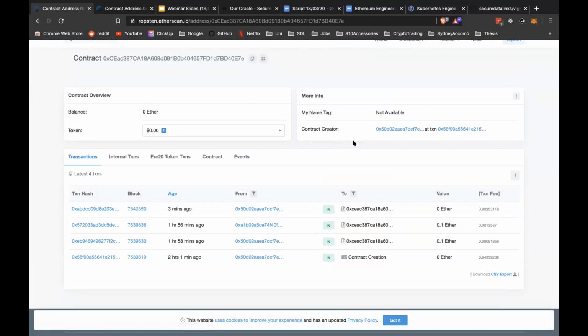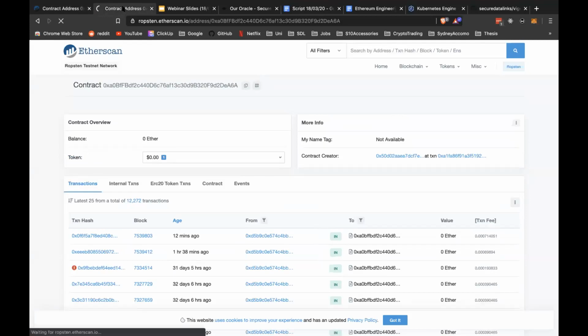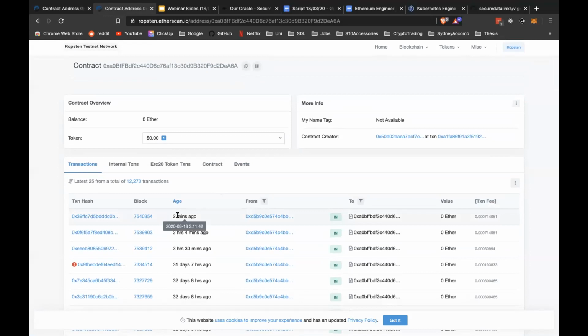Going back to the binary options contract, you'll see here this is the actual transaction coming in to call get latest price. Hopefully that means our oracle is now processing it. Yep, okay, so this is our oracle contract, and this latest transaction is it processing that request and writing the latest price on chain.